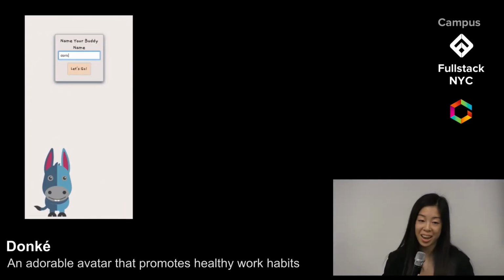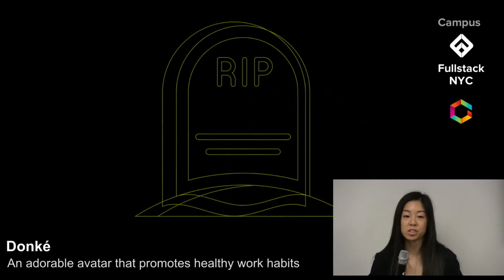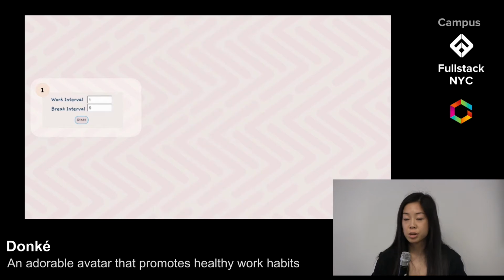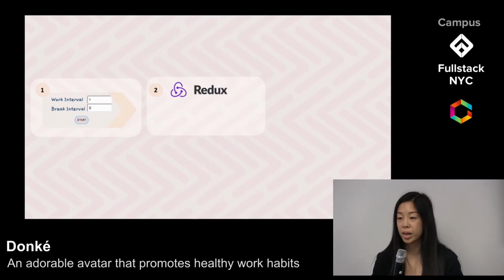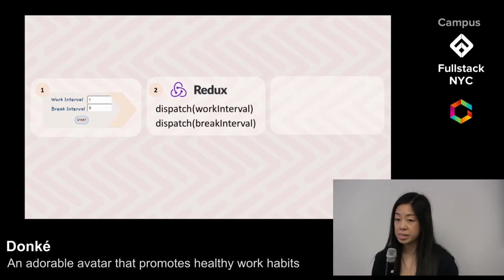The core functionality of our app is based around timers. That's based on the user's work and break intervals. We use Redux on the front end to manage state, and a series of interdependent timers that manages the Donké's working time, break time, and when they need to take a break. And those interactions really determine Donké's health.